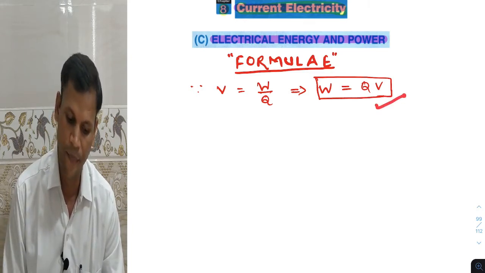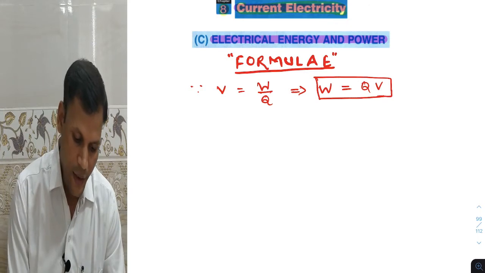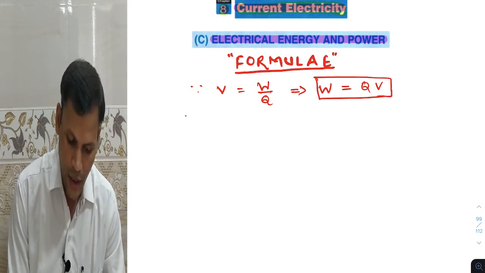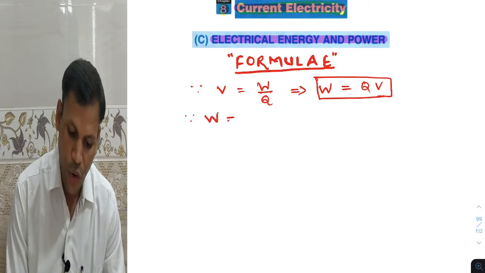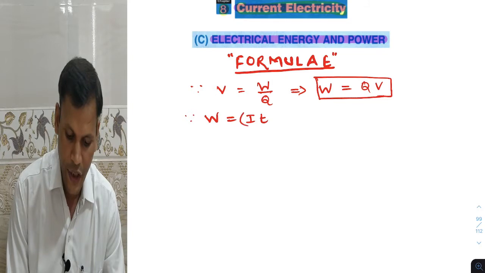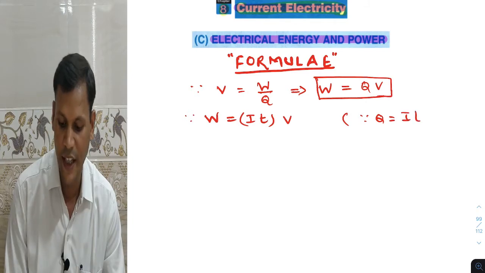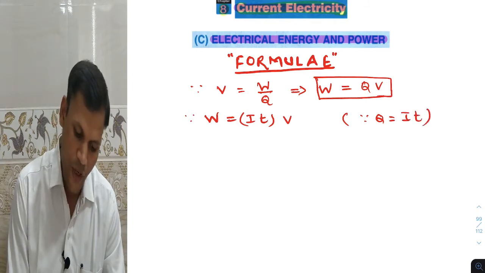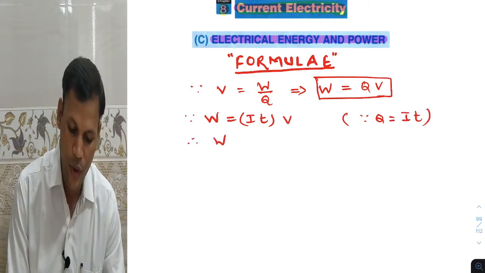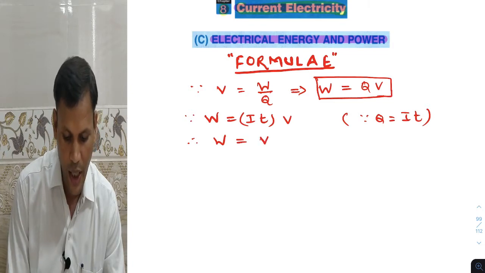Now the second part. Since W is equal to Q into V, but Q is I into T, charge is current into time. So we get one of the formulas, W is equal to VIT. ये हमें एक फार्मूला मिल गया.